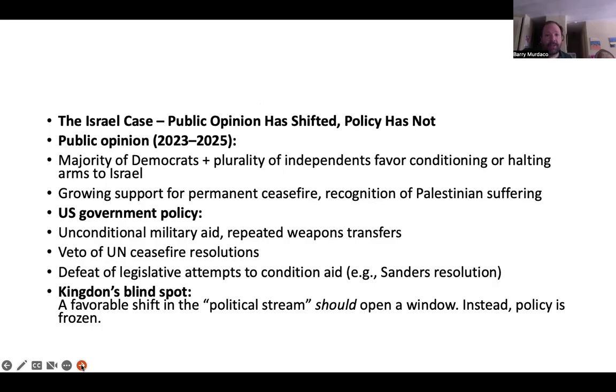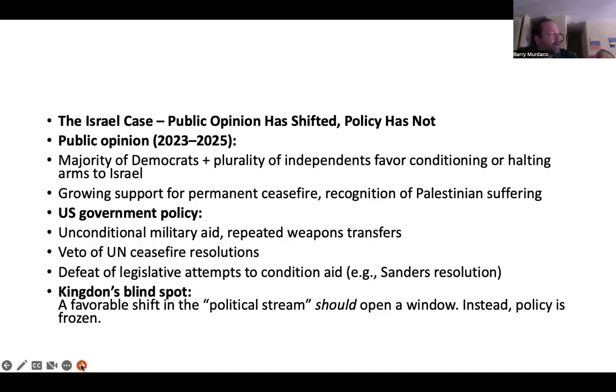In the Israel case, public opinion has shifted, policy has not. Again, public opinion 2023 to 2025, majority of Democrats plus a plurality of independents favor conditioning or halting arms to Israel, growing support for a permanent ceasefire, recognition of Palestinian suffering, but yet the response of the U.S. government is to provide unconditional military aid, repeated weapons transfers, veto of many UN ceasefire resolutions. Again, when a ceasefire is finally signed, it's not really followed by Israel at all.